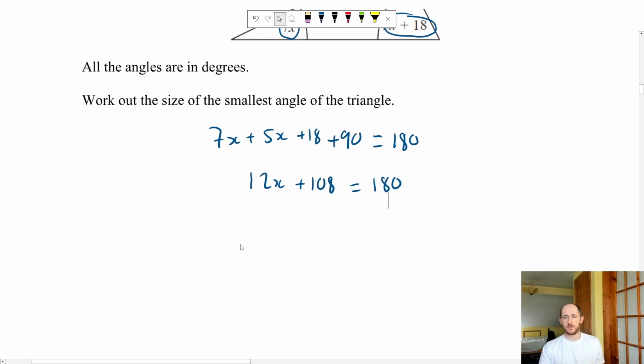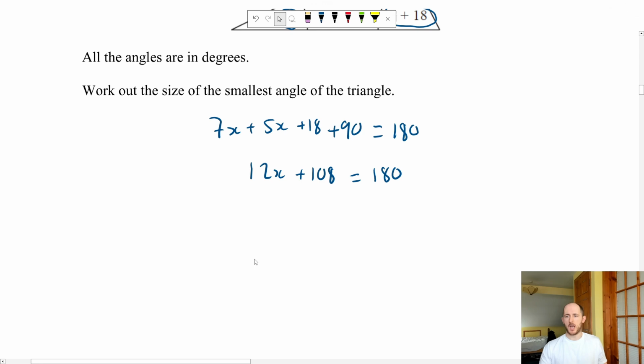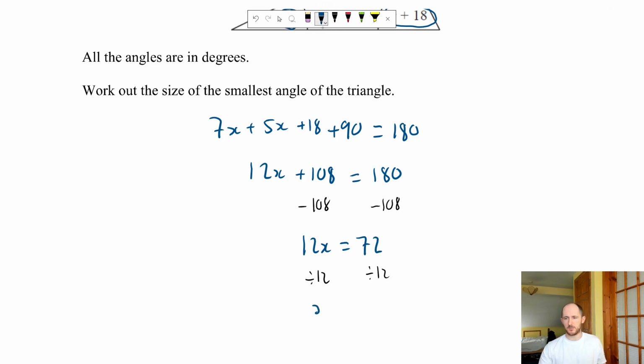Solving this, there's a few different strategies you can use. One of the ways is the balancing equations method, where you subtract 108 from both sides, which will give you 12x equals 72. And then you know you need to divide both sides by 12, because 12x means 12 times x. We're doing the opposite. And you get x is equal to 6 degrees.